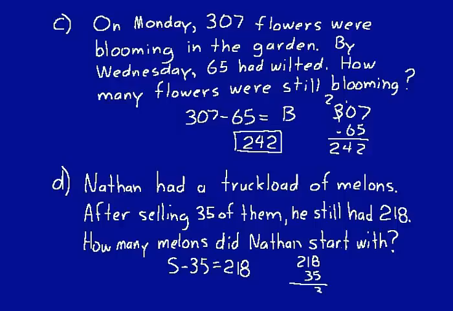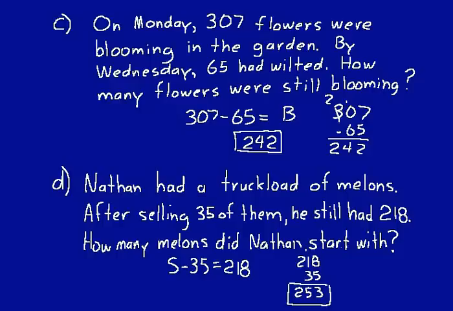So 8 and 5 is 13. Carry 1. 3 plus 1 would be 5. 253 is the number of melons to start with. 253. And just think about that. Does that answer make sense? How many did he start with? Well, yes, that's the biggest number that we have there. So yes, that does make sense that he started with 253.